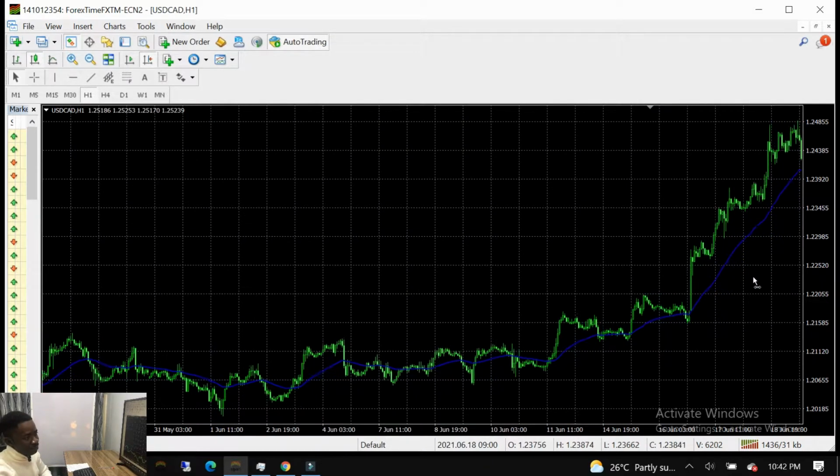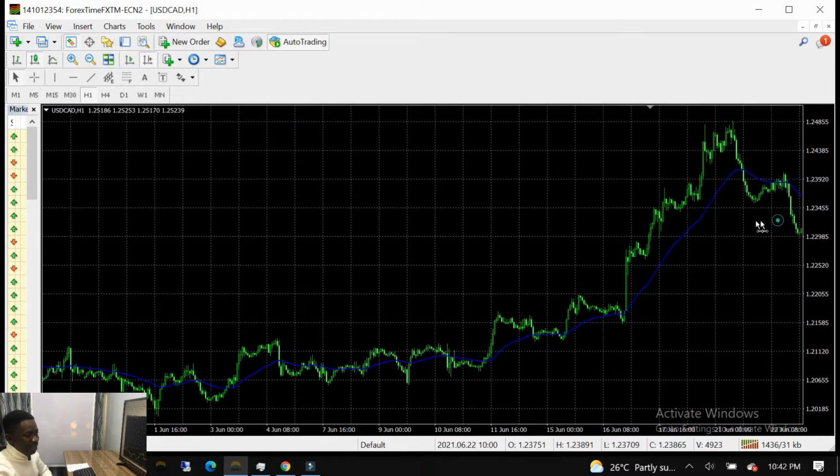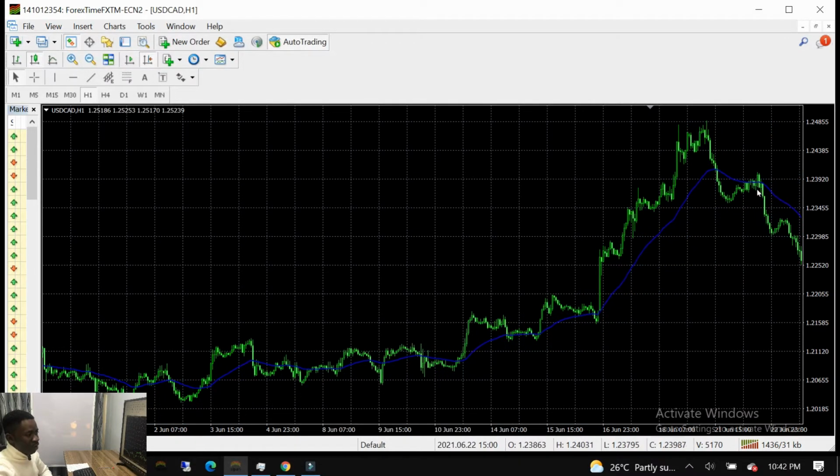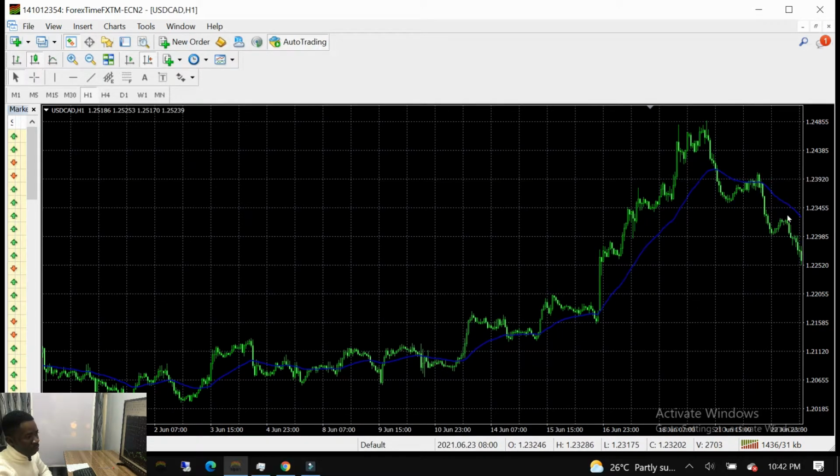So we are looking for the second condition to be met. Now it was met here, but it was cancelled because price broke down here. So it's invalid. Let's look for another sell trade. This is another trade here again. Let's confirm. Okay, this is 100 pips.